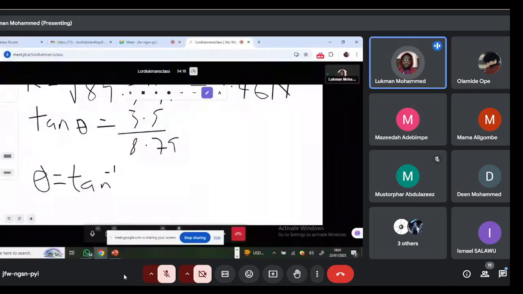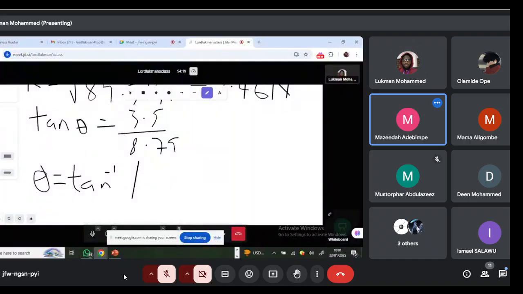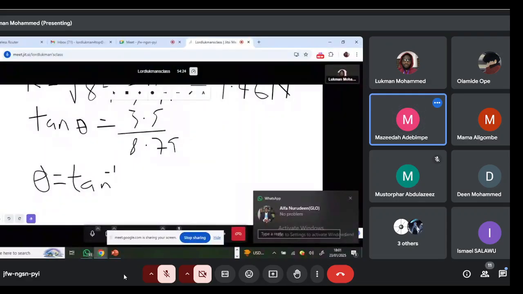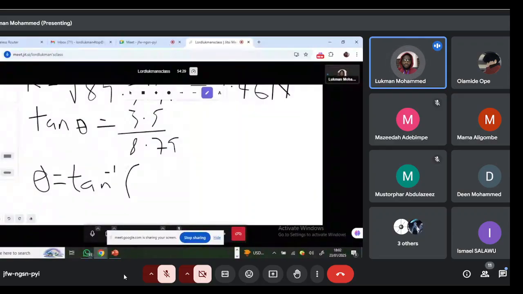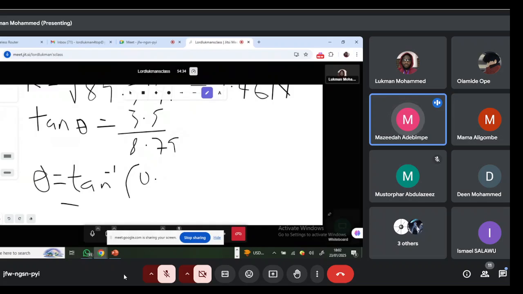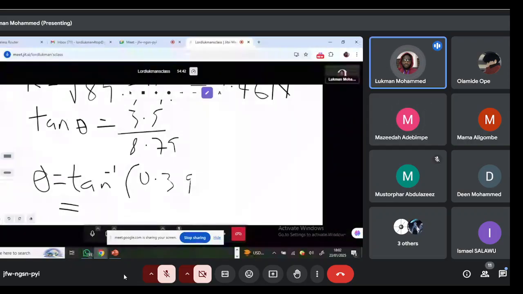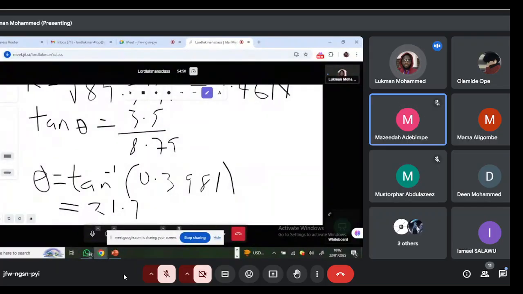What's the answer, please? Arc sine, 21.70. Okay. So the first thing you are supposed to do here is divide this. I don't know what you got by dividing this. I got 0.3981. Thank you, Mazida. And this is 21 point what? 21.7. Is everybody following? Let me leave it as 21.7 degrees.